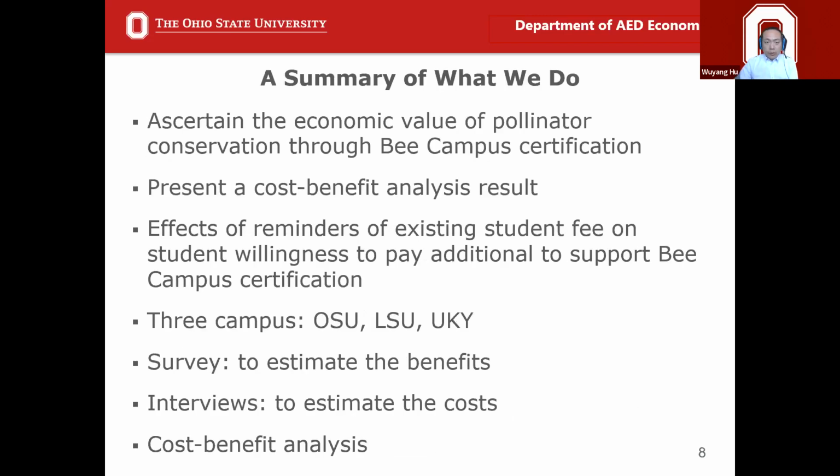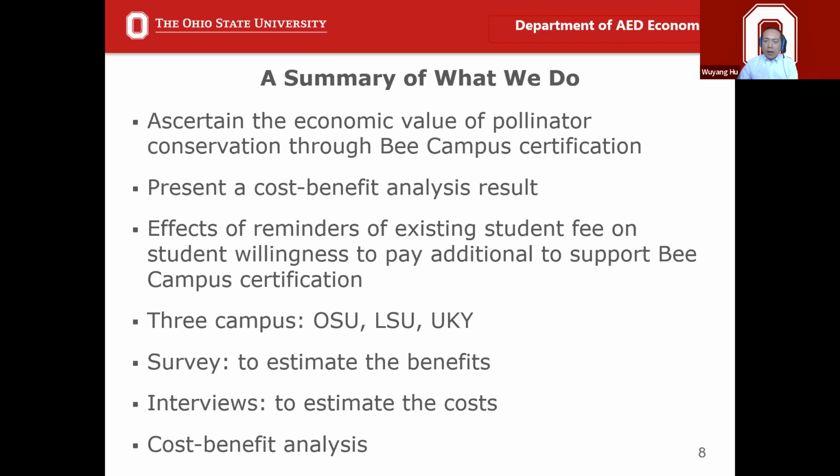A summary of what we do, we're going to get the economic values of pollinator conservation through the B Campus certification. We're going to present the cost-benefit analysis result. Here, you will notice me switching between cost-benefit. I've done this already. Cost-benefit and benefit-cost, they mean the same thing. Of course, if you dig in the literature, you're going to find some people define this as very different approaches. But in today's conversation, I'm going to treat these two concepts, cost-benefit, benefit-cost, being the same.